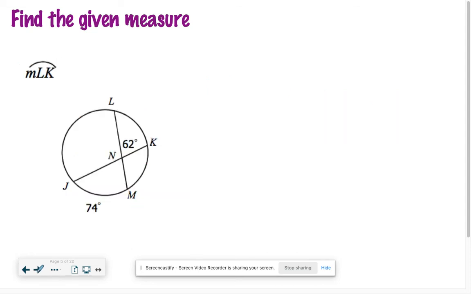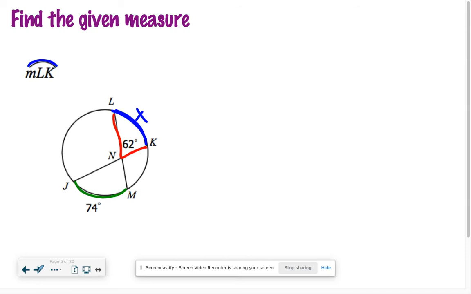One more practicing this idea here. Oh, this one's fun. This time we're looking for the arc. You see that? I'm not looking for an angle. We're looking for this arc right here. So we do kind of the same process. Here's our angle, here's my other intercepted arc. Let's just write it out how we would normally do it.